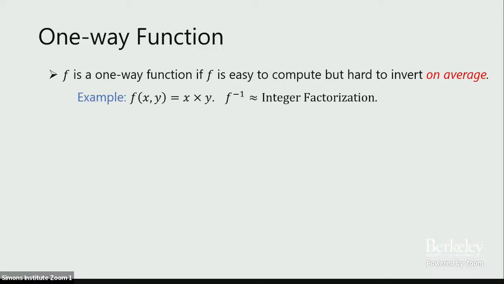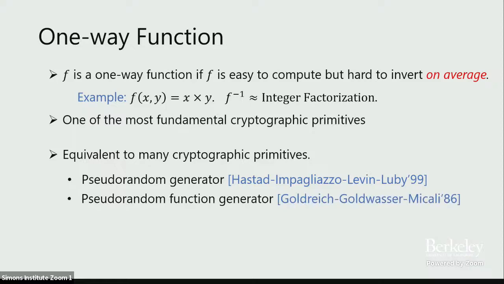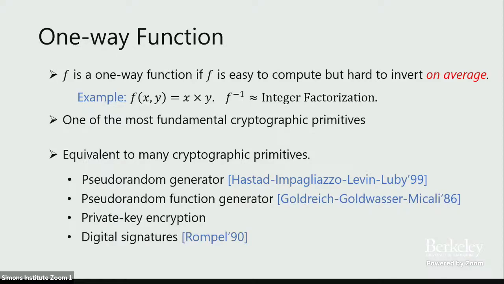A canonical example of a one-way function is integer multiplication. Given x and y, you output x times y. If you take the inverse, it corresponds to integer factorization, which is believed to be hard. And this is one of the most fundamental cryptographic primitives because it is equivalent to many cryptographic primitives such as pseudorandom generators, pseudorandom function generators, private key encryption, digital signatures, the commitment scheme, and so forth.